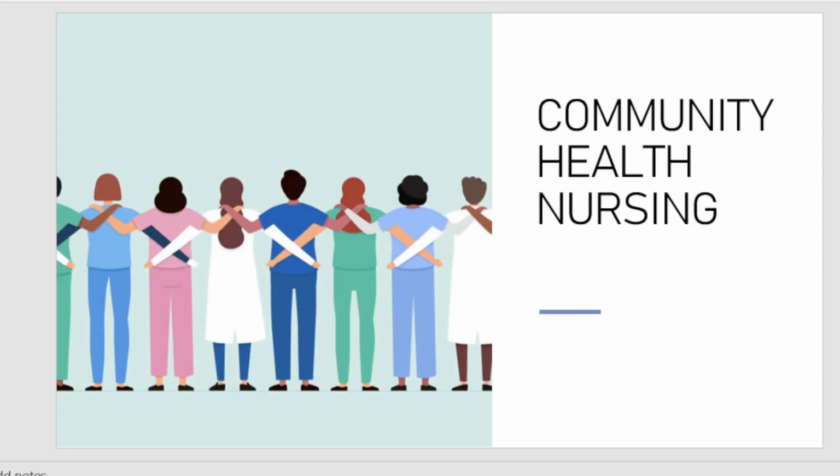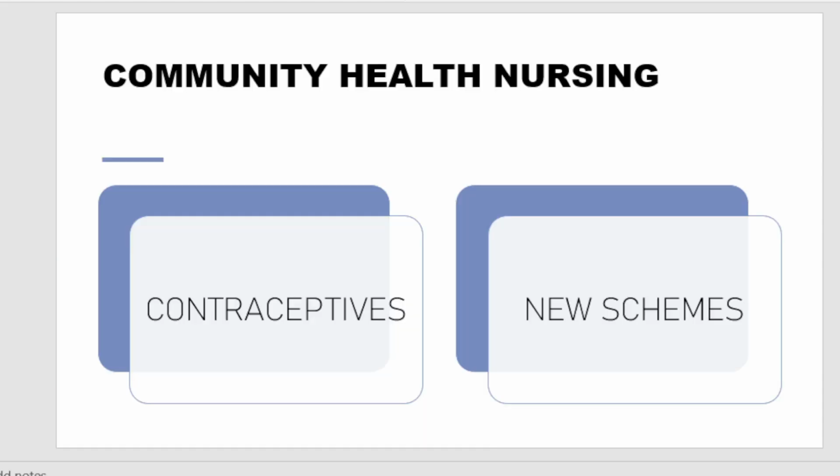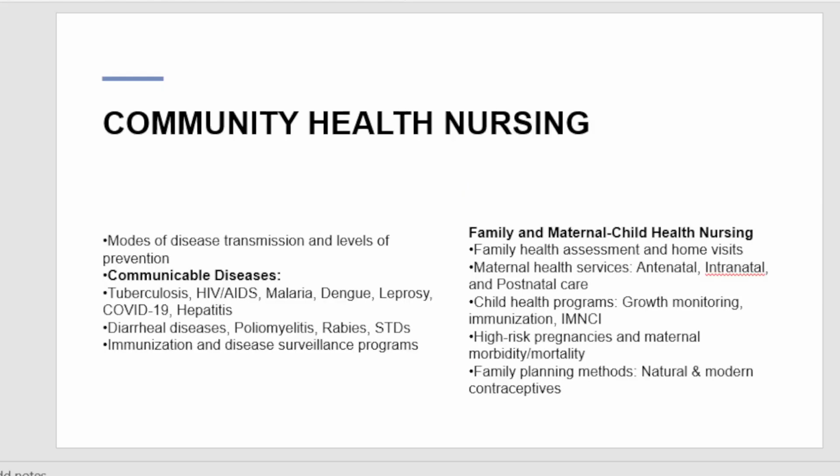Next, coming to community health nursing. Mainly they will focus on the new schemes and the contraceptives. In this we also focus on the different types of communicable diseases, modes of disease transmission and levels of prevention. Communicable diseases means we already know tuberculosis, HIV, AIDS, malaria, dengue, leprosy, COVID-19, hepatitis, like that every communicable disease we have to know. We have to know about the causes, signs and symptoms, incubation period, and the preventive measures.